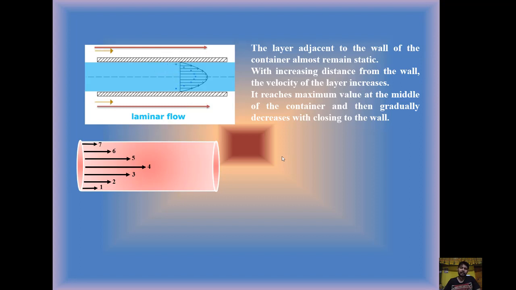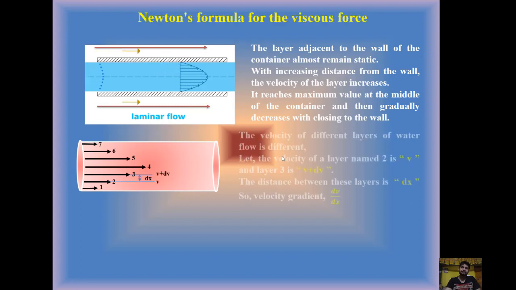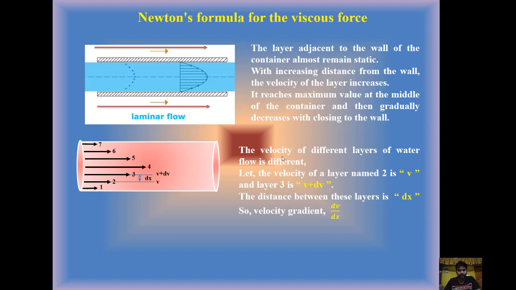So there is a velocity gradient. Consider that layer 2 has velocity v, and layer 3 has velocity v plus dv, where dv is the small change in velocity, greater than that of layer 2. If the distance between layers 2 and 3 is dx, a very small distance, then what is the velocity gradient? It is (v plus dv minus v) by dx, which is equal to dv/dx.